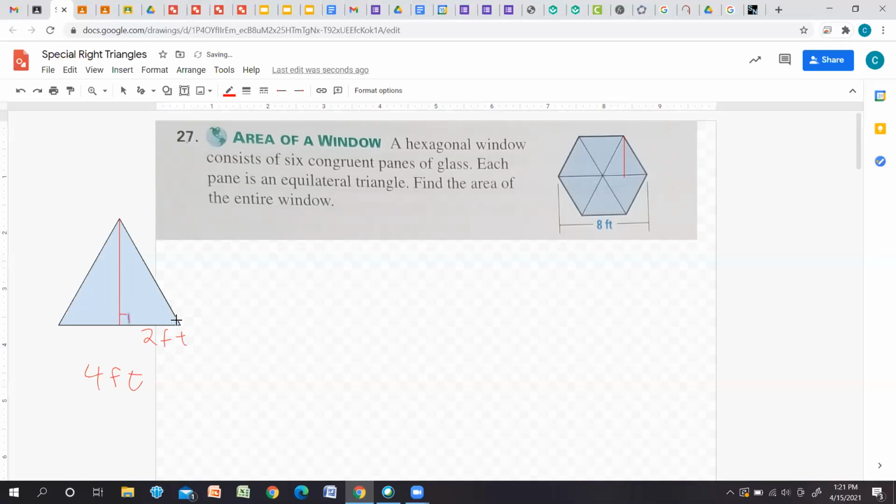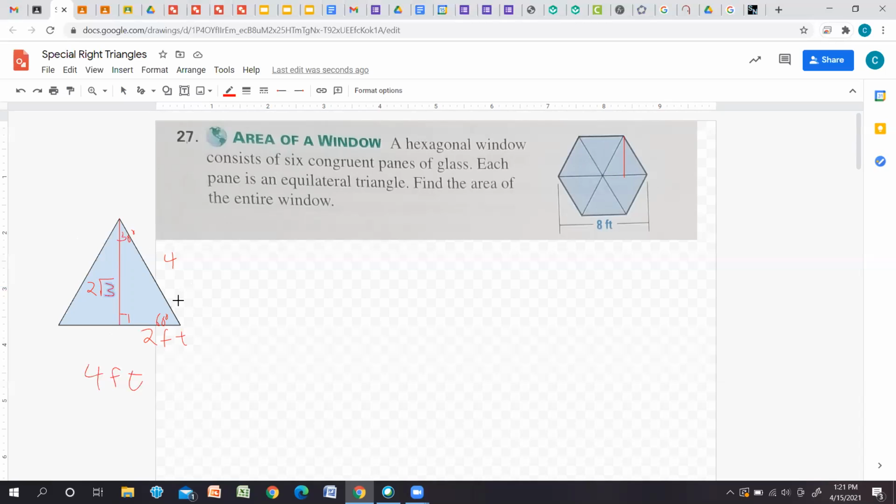This is 60 degrees, and this is 30 degrees, so we know the ratio of these sides. Remember that the hypotenuse is twice the amount, 2 times 2 is 4. But the value we actually want to know is the height of this triangle. The height of the triangle is 2 square root of 3, right? Okay. So all these triangles are congruent, so all these triangles have a height of 2 root 3.